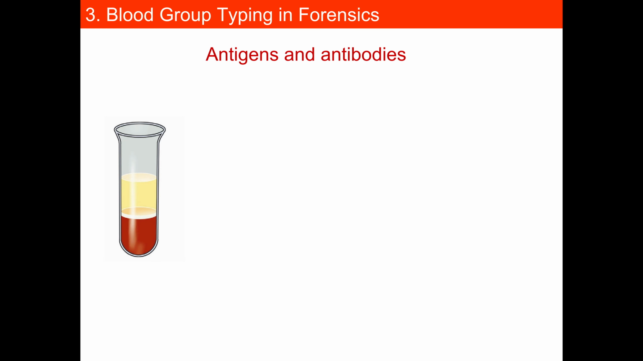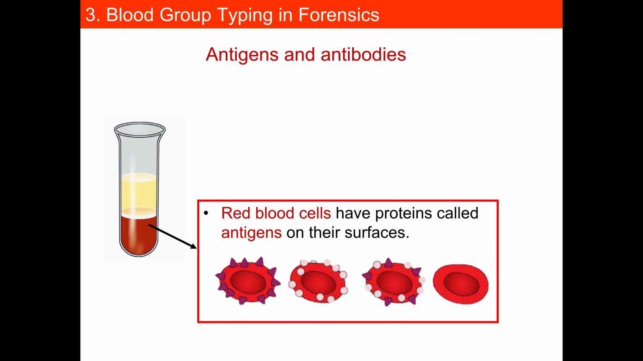So from the video you have known that red blood cells have proteins called antigens on their surface. So what are these antigens? They are basically proteins that serve as recognition markers, and they are protein in nature. Now these antigens will then be grouped accordingly, whether they are A, B, or O.